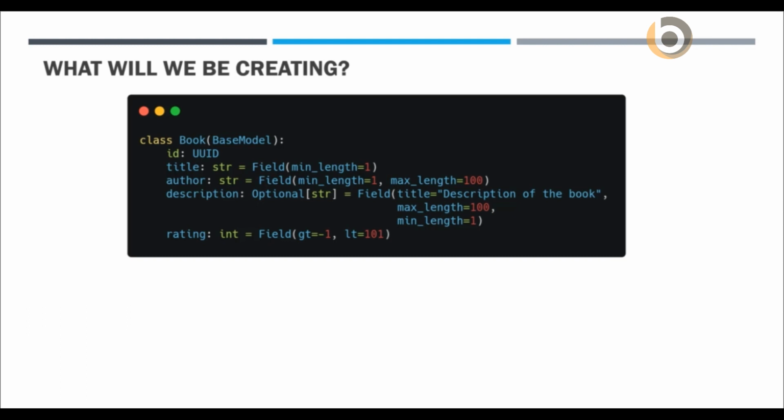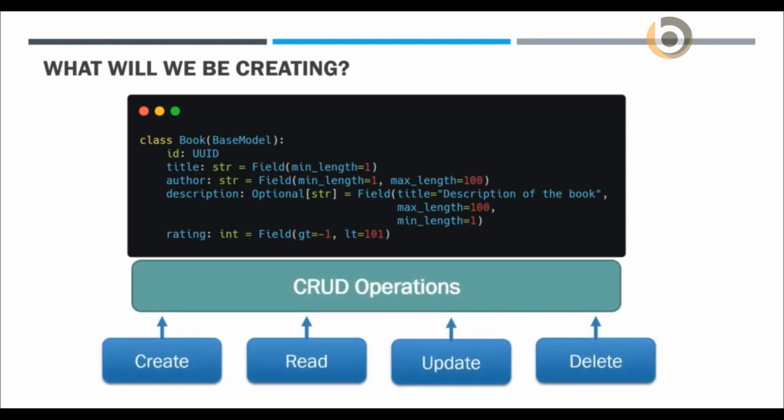Now, one thing you may notice is that the title, author, description, and rating is all equal to Field. Field comes from Pydantic that allows our APIs to do data validation automatically on the data coming in from the client. And of course, we will be making Books2 work with all the CRUD operations: get, post, put, and delete.